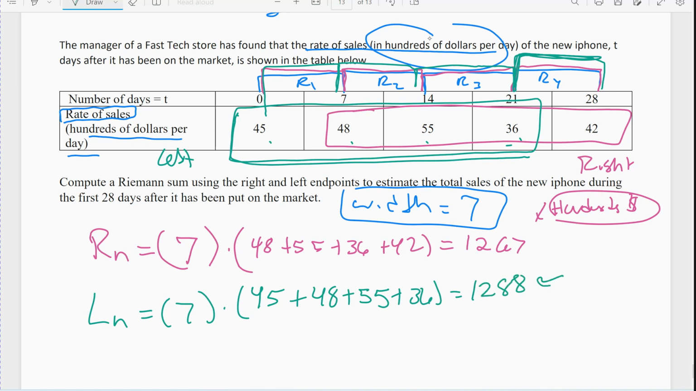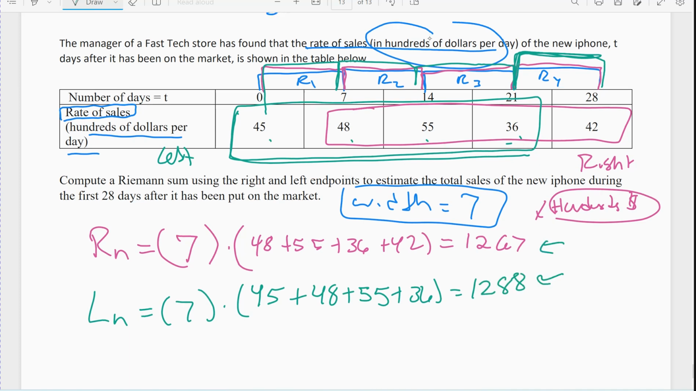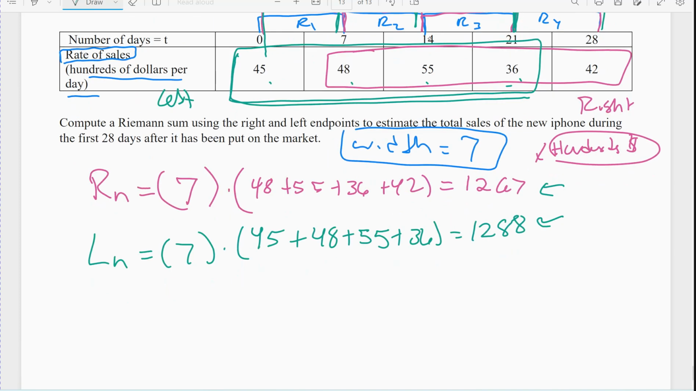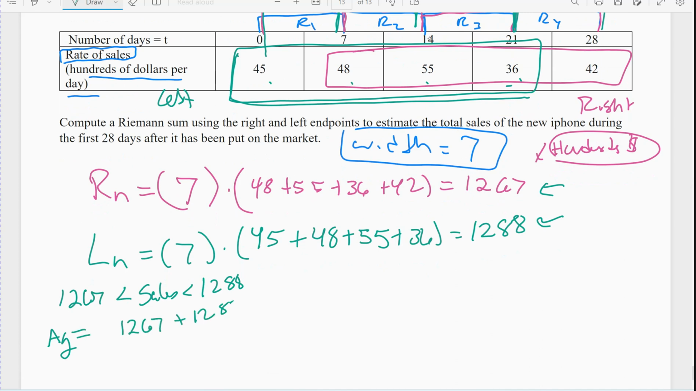So this would be the high estimate. This is the low estimate. We want to find the approximate. So again, sales would be somewhere between 1,288 and 1,267. That's where it would be between, in hundreds of dollars. We find the average, which we take our 1,267 plus our 1,288, divide by 2. That comes out to 1,277 and a half. So remember, that's in hundreds.